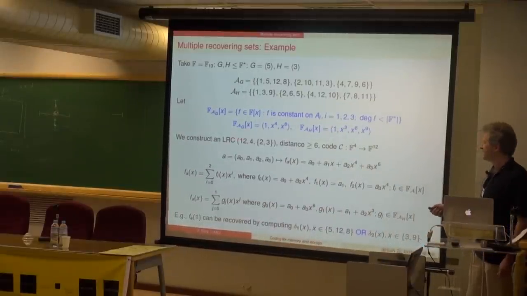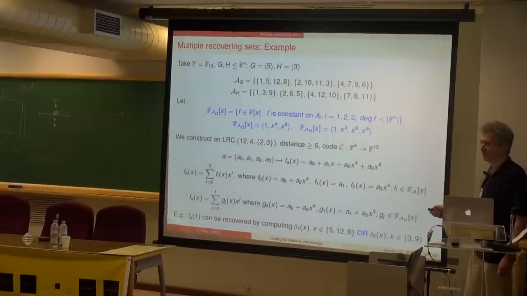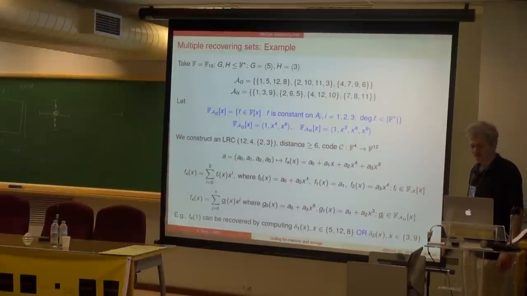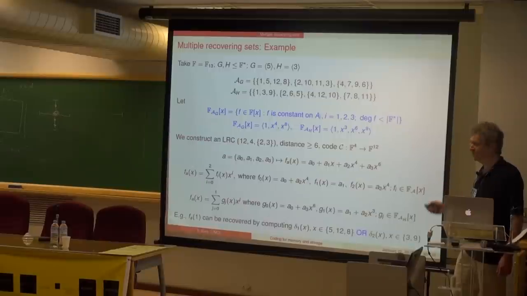The notation is LRC: length, dimension, and then two recovering sets, of size 2 and size 3. The distance will be 6. And so we take symbols of F13. Four symbols map to 12 symbols in F13. Take four symbols, make a polynomial of this form: a0, a1 x, a2 x^4, a3 x^6.